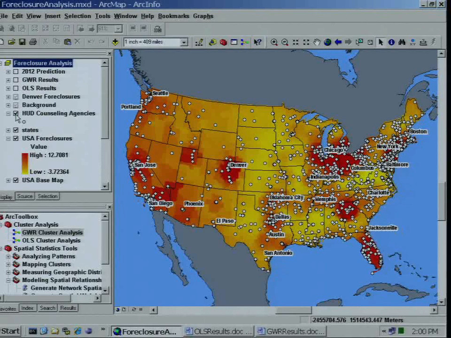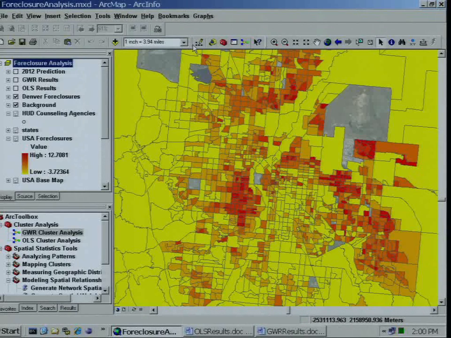The next logical question, though, is why? What is it about these locations that has led to such high levels of foreclosure? We'll focus on the Denver metropolitan area and take a closer look at the data. Here, the areas in red are the areas that experience the highest levels of foreclosures. We'll be using the new regression tools being introduced in ArcGIS 9.3 to understand why foreclosures happen so we can begin to manage our resources most effectively.